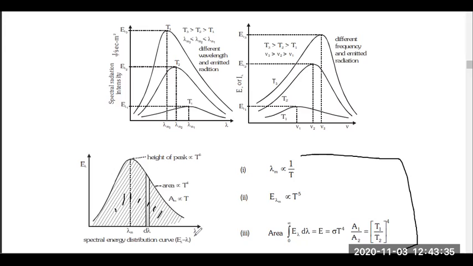the E lambda d lambda curve, and we know that total power or total emissive power is given by E is equal to integral of E lambda d lambda. Yes or no? Which is the area under this curve, right? And when you talk about radiation, this is directly proportional to T to the power 4. Yes or no?